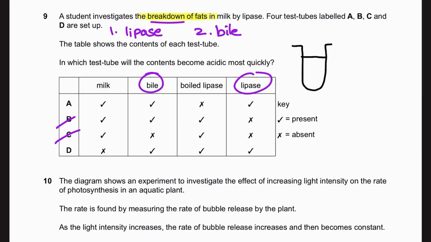Now, the question says it's investigating the breakdown of fats in milk. So, of course, I need milk, right? D doesn't have milk, so I'm going to eliminate that. And therefore, this is A. And if you're wondering why there's a test tube here, it's because I'm trying to show what's happening, okay? So you have the milk in there, and then you're going to add the lipase and the bile, right? They both go into there, and therefore, they will start to break down the lipids, and therefore become acidic.